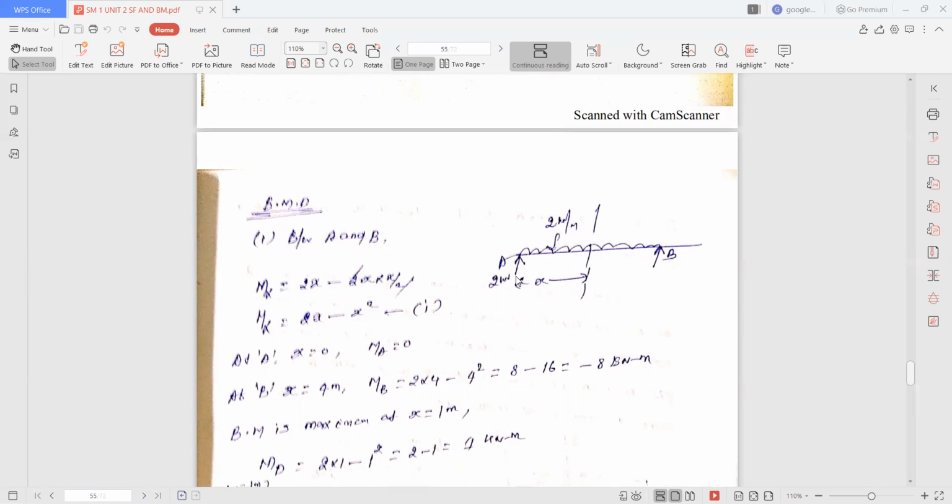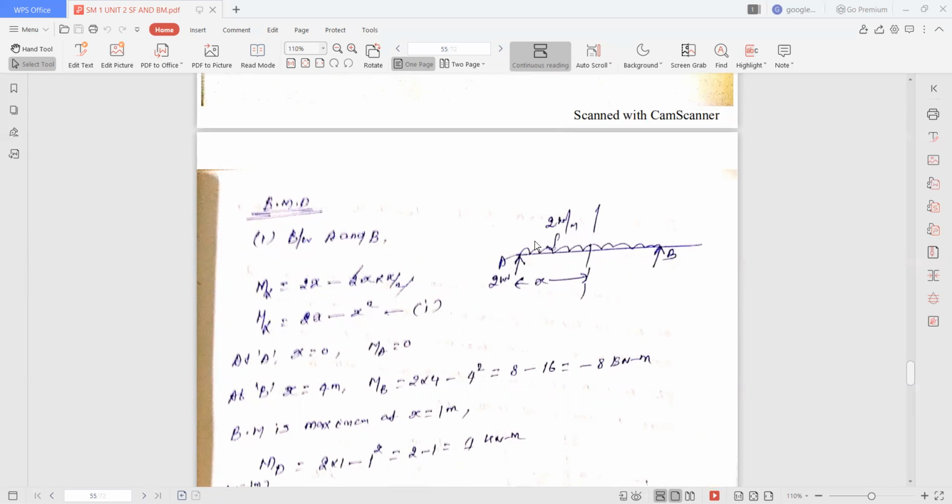Here there are two loads acting. One is upward 2, another one is downward 2. Based on that, you can calculate the bending moment value, 2x minus x square. X square is the parabolic term, therefore you will get a parabolic curve.